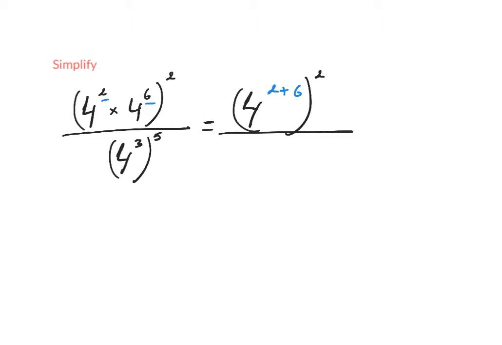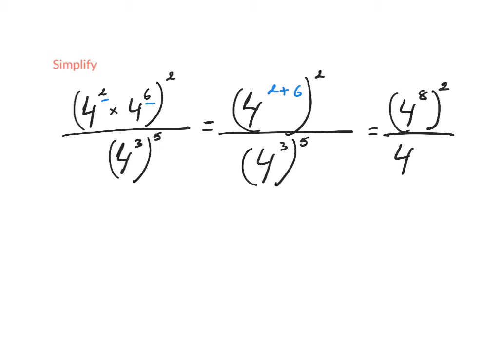Over 4 to the 3rd and to the 5th power, right? So we're going to continue here, step by step. We have 4 to the 8th squared, over 4 to the 3 to the 5th. All right, so that's called the product rule.